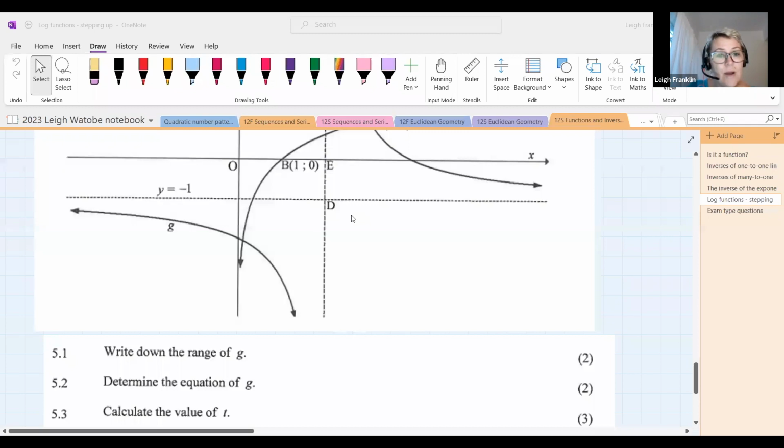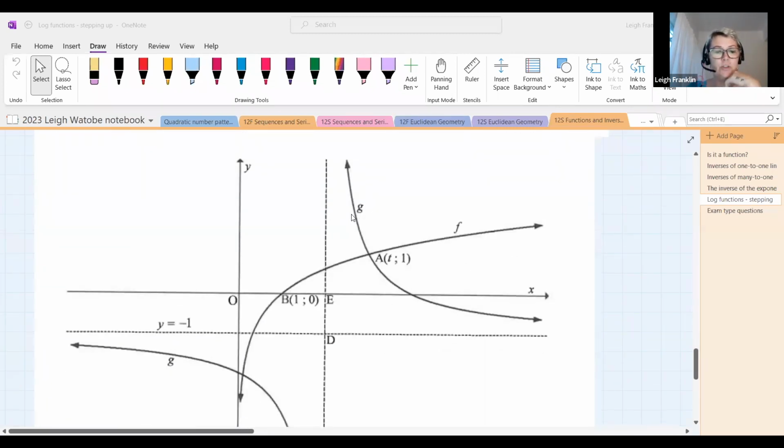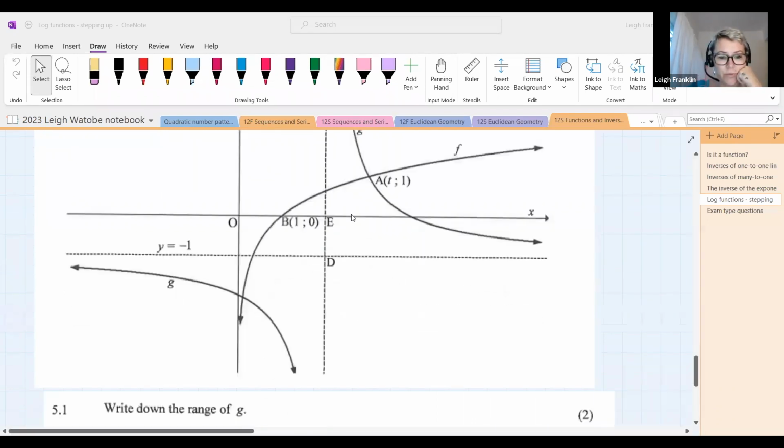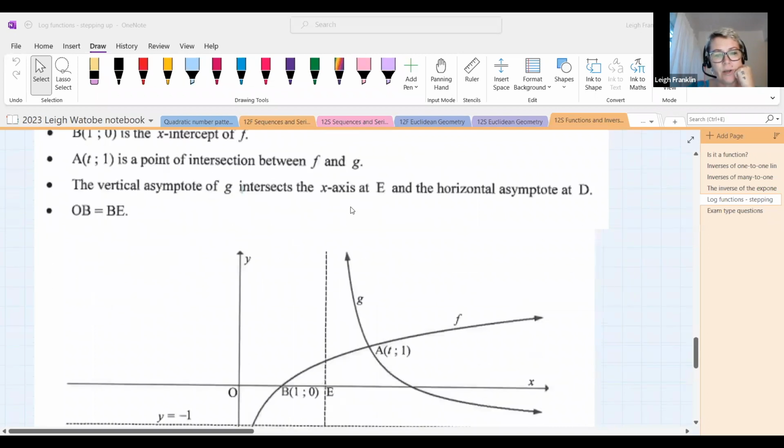Okay, let's go and have a look at the first question. They want us to write down the range of g. The range of g. So what do you guys think the range of g should be? The range of g.